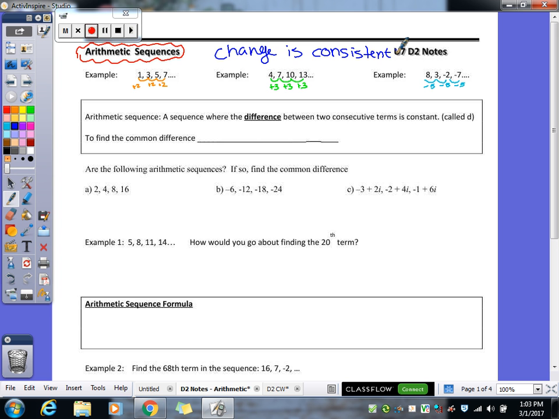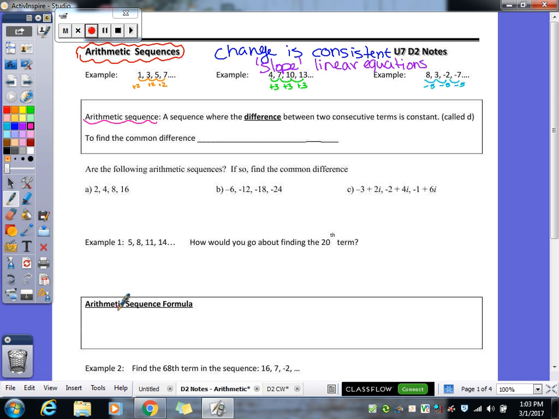Now there was another time in math land when everything was always a consistent change. Does anybody remember when that was? Slope. And slope always dealt with our linear equations. So your arithmetic sequences always go along with your linear equations, because whatever the sequence is increasing or decreasing by, that is like slope. So you could graph it, you'd get this picture of a line on your graph.